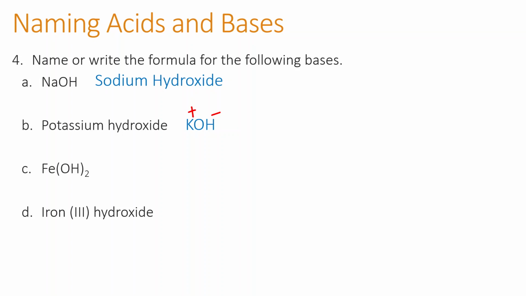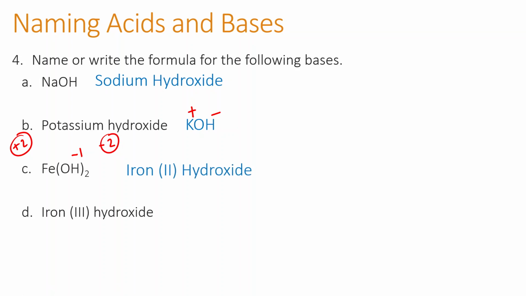So my next base here, I have iron. Iron is a transition metal, which means I don't know what charge it forms. So I have to figure it out. Hydroxide is -1 and there's 2 of them. So my negative charge is -2. So my positive charge has to be +2. And there's only one iron, so that one iron must be +2. So we would call this iron(II) hydroxide.